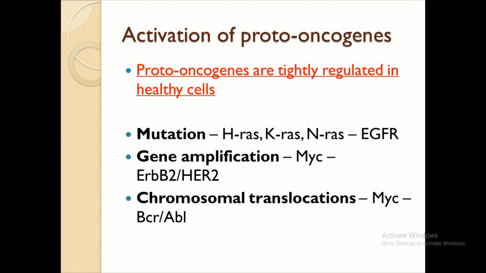How are these proto-oncogenes activated? Normally you need activation of a proto-oncogene to cause cancer. Proto-oncogenes are generally tightly regulated in healthy cells and remain silent. Three events, namely mutation, gene amplification and chromosomal translocation, can activate the proto-oncogenes.